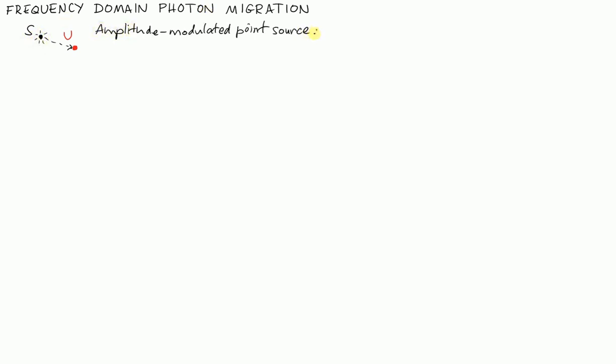And what does an amplitude modulated point source get modeled as? We're going to call that source S. It's a function of position and time. And we are going to model it using complex notation. So I'm going to write this as the real part of something complex. And here's what it is.